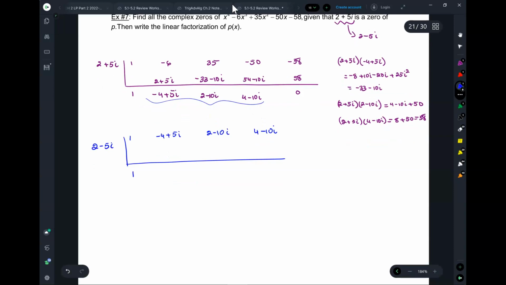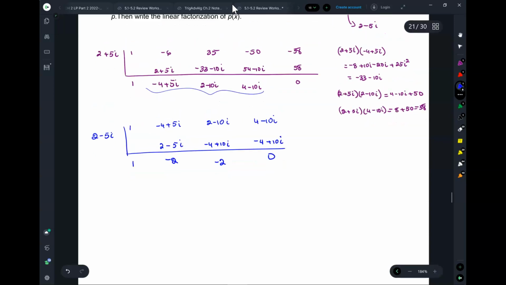1 comes down. Multiply, you get 2 minus 5i. When you add, what do you get? Just negative 2. The complex part disappears. Multiply, negative 4 plus 10i. Add them, negative 2. Multiply negative 4 plus 10i, you get 0. Okay?